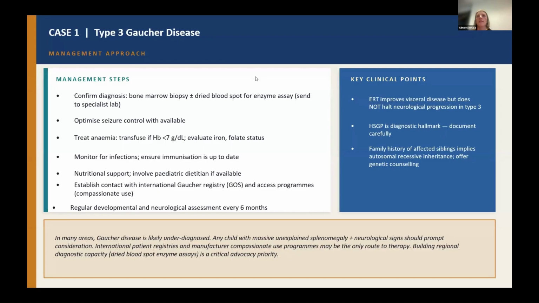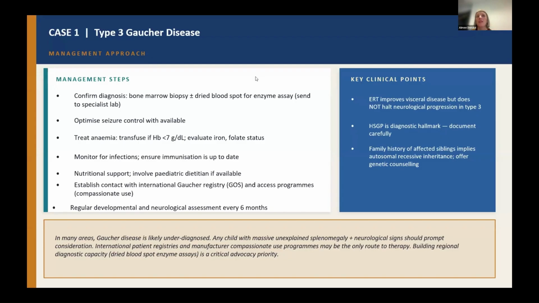Do we have another slide? Fabulous. So to summarize, when we're thinking about GD3 in a child, we need to confirm our diagnosis, and we use the methods that we have available to us. So if you can do an enzyme assay, that's great. If you can't, think about a bone marrow biopsy or a bone marrow aspirate. We want to think about optimizing seizure control, but we have to evaluate the burden and the side effects of anti-seizure medicines with the impact on the patient as well.